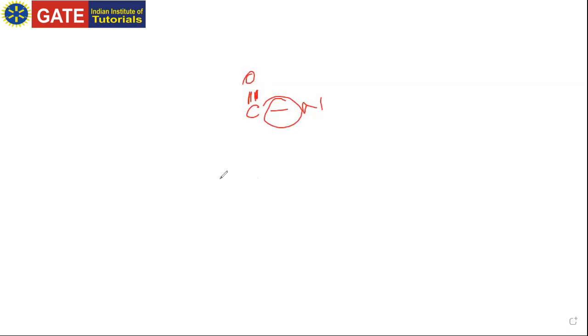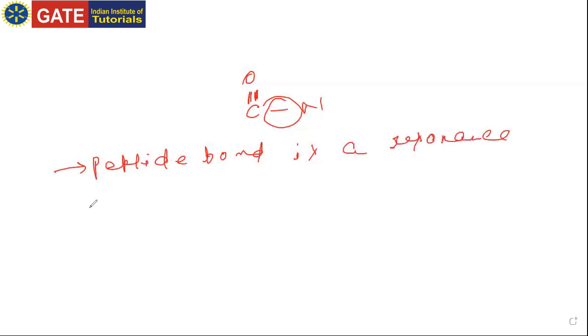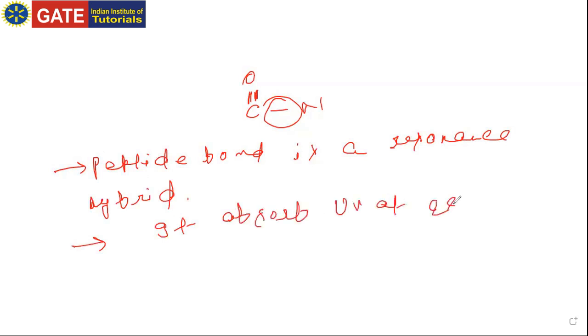Right? So you can write here: peptide bond is a resonance hybrid. And basically when we talk about the peptide bond, it will absorb UV at 220 nanometer. Always remember this, it is very important. Why is this important? I will tell you. It absorbs UV at 220 nanometer.